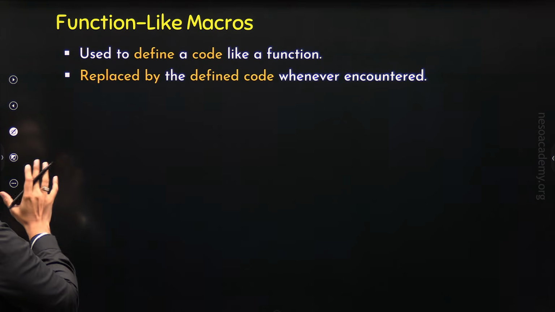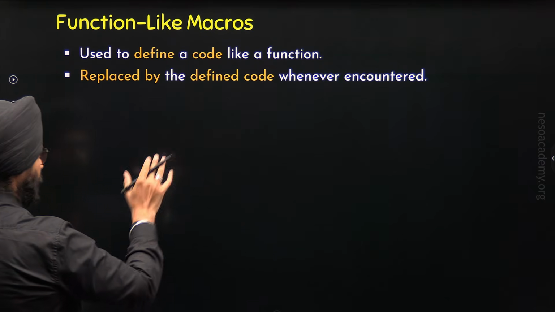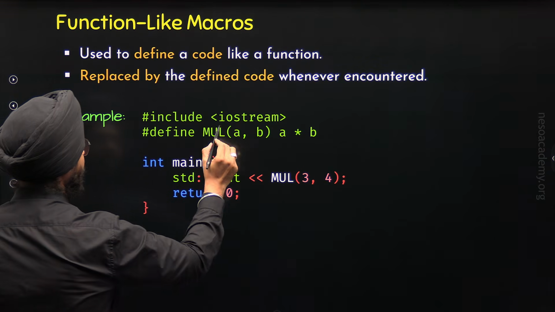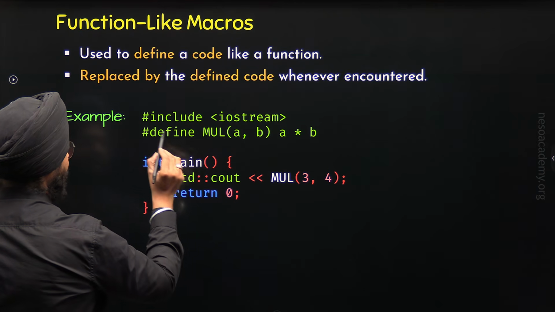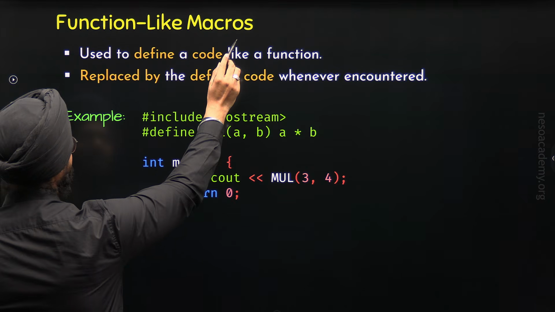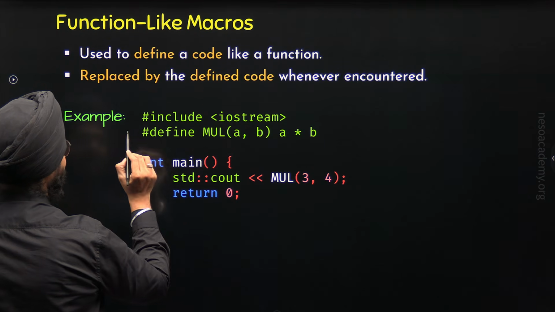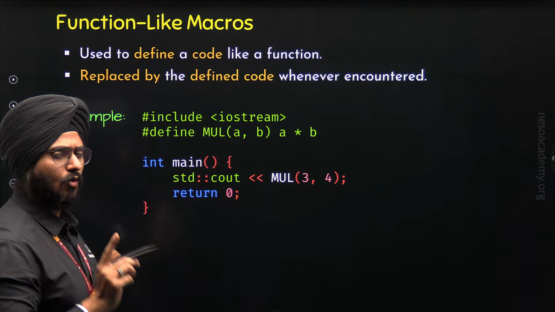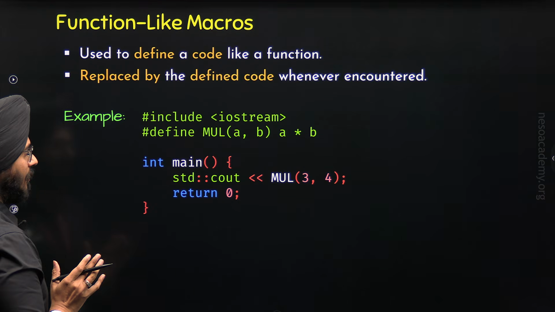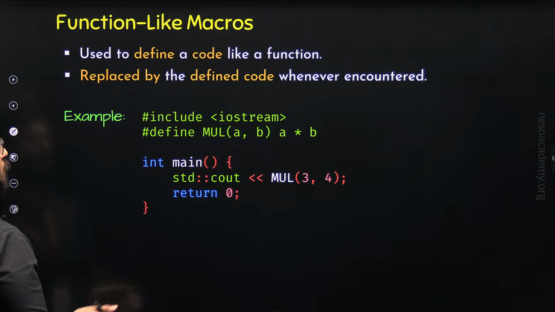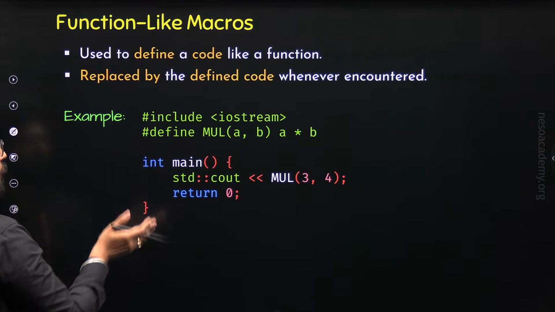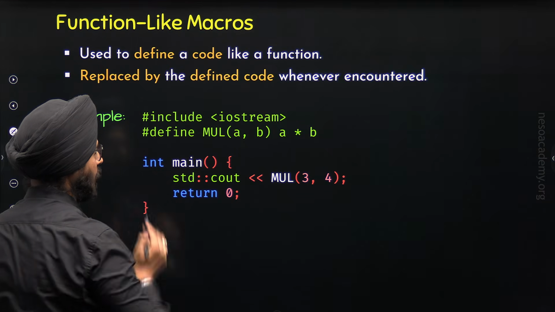Now let's understand how to define a function-like macro in a program. Here, in this C++ program, I have included iostream, and after this, I have defined this macro. This is the function-like macro, and here I have used #define for this purpose. We know this already. For defining a macro, we need to use #define. We use the same #define to define the object-like macro as well. Now we are using it for the purpose of defining a function-like macro.